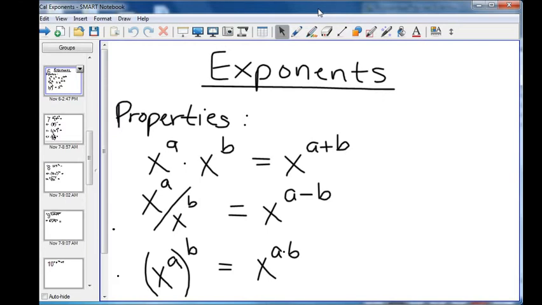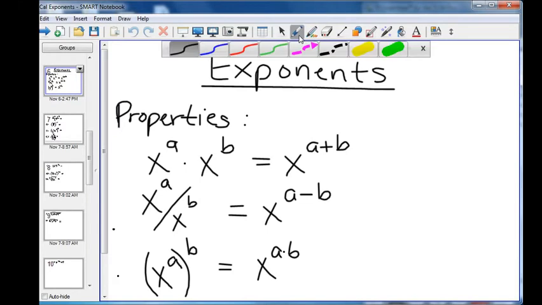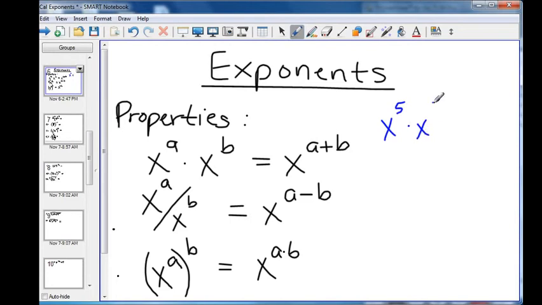So we do a plus b. So x to the a times x to the b equals x to the a plus b. A quick example of one like that would be x to the 5th times x squared is equal to x to the 7th, because we just do 5 plus 2 to get the 7.